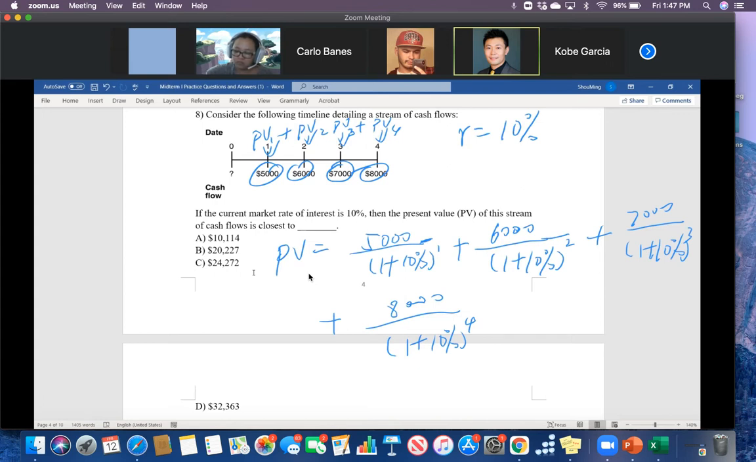So this is the formula way you can calculate the present value of this string of cash flows. You can also use the cash flow sheet function. I believe Professor Chen also mentioned that in the class.